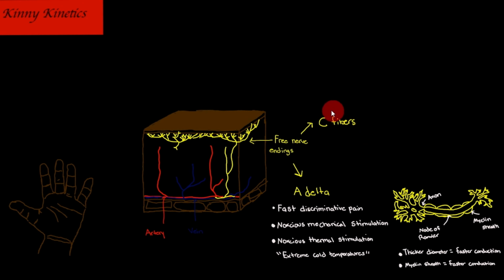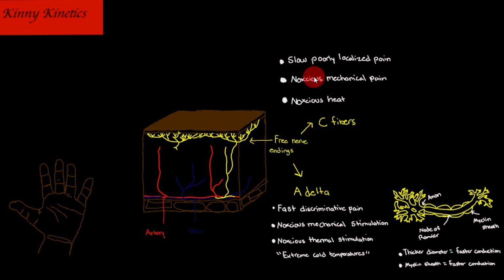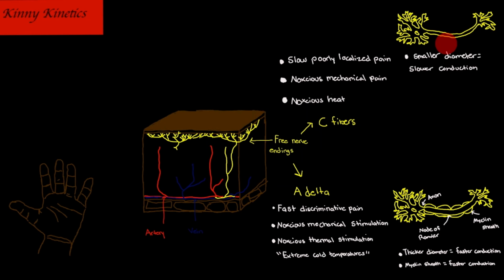Now let's take a look at C fibers. C fibers are responsible for slow, poorly localized pain, noxious mechanical pain, and noxious heat. C fibers have a small diameter and they are unmyelinated, which means that it takes a longer time for them to relay the signal to the brain. You can think of C fibers as the tortoise and A delta fibers as the hare. C fibers move extremely slowly and A delta fibers move extremely quickly.